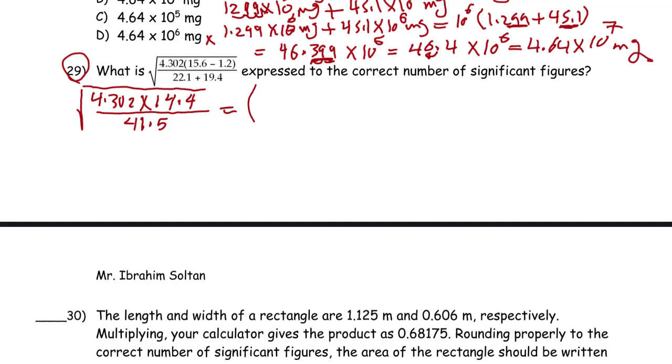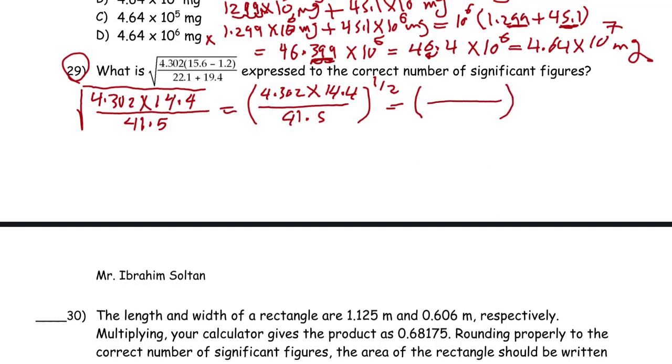So this number we can write it like that: 4.302 times 14.4 over 41.5 to the power of half. So let's make the calculation here.